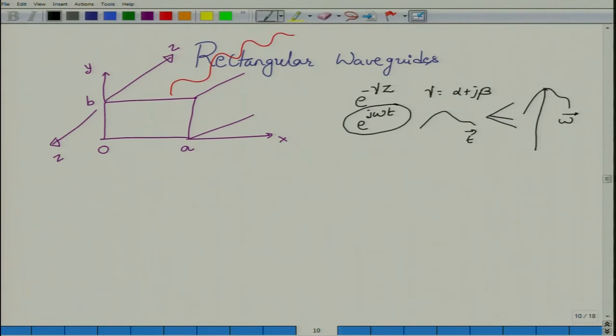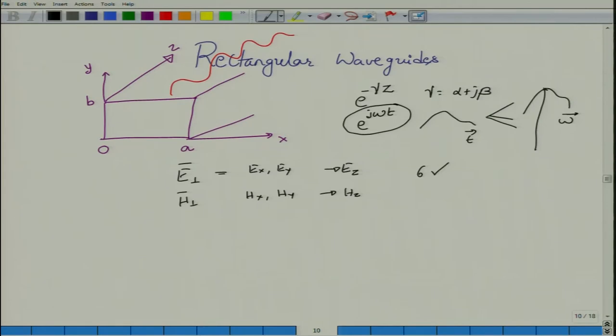From now onwards we will not really carry over this e power j omega t, because all field components are phasors. All field components in terms of z will have e power minus gamma z. For the rectangular waveguide that we have assumed, let me just remove this axis, otherwise it might be a little bit confusing. For this rectangular waveguide, the transverse components will be the components Ex and Ey, whereas the longitudinal or axial component for the electric field will be the z component. Of course, for the magnetic field you will have Hx, Hy and Hz. In general, in a waveguide all six components Ex, Ey, Ez, Hx, Hy, Hz are non-zero.